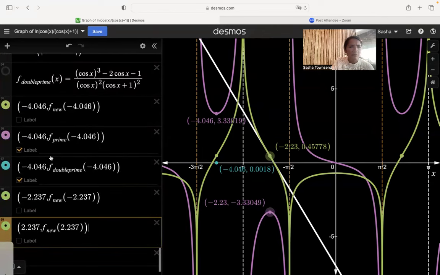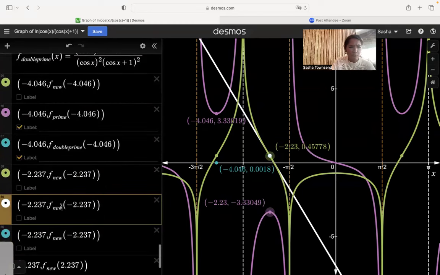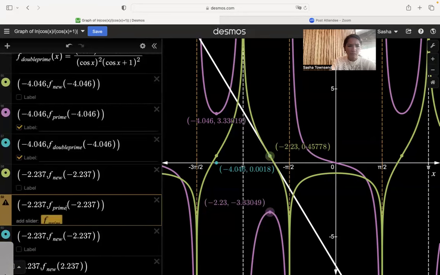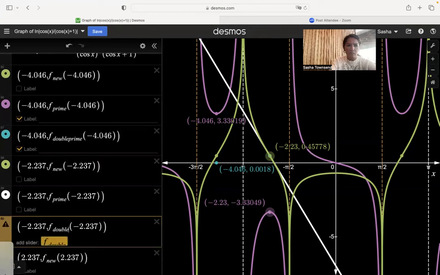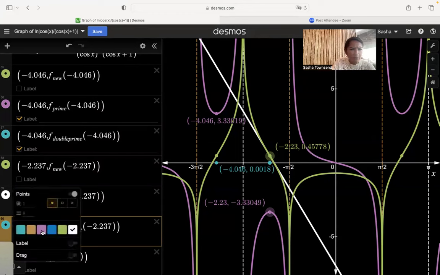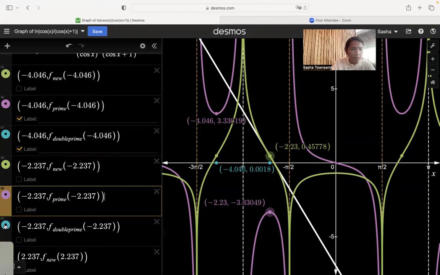And we can see that if we evaluate not just f, but f prime and f double prime at that x value. And we are using purple for f prime and this teal for f double prime.